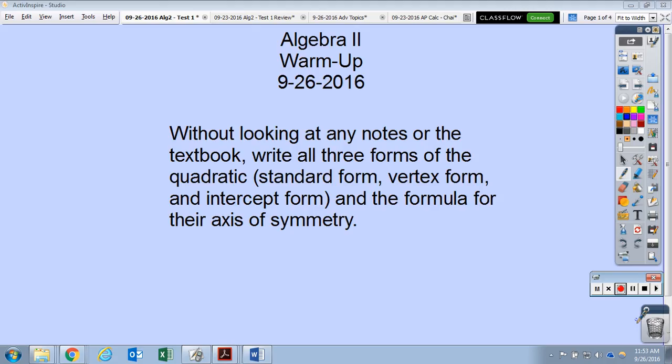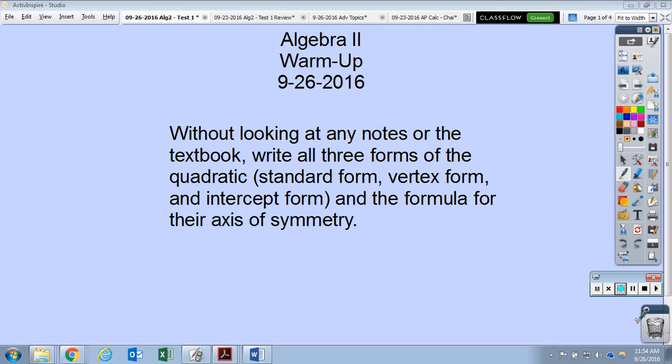You want the vertex? So it's a standard... negative b over 2. Alright, so you have the formula for finding the axis of symmetry, x equals negative b over 2a, good, and that's for standard form, good.